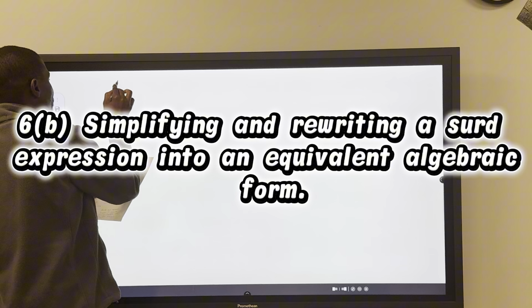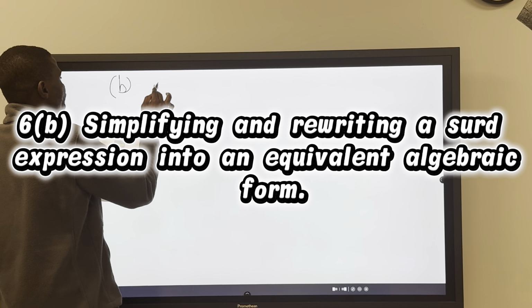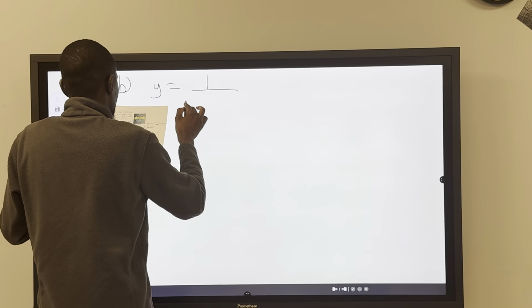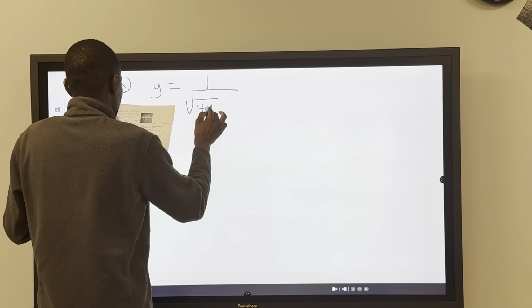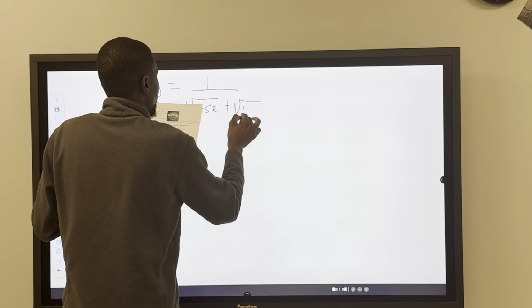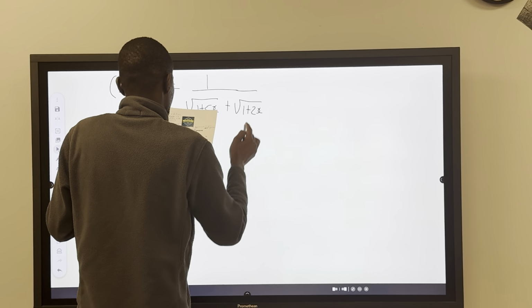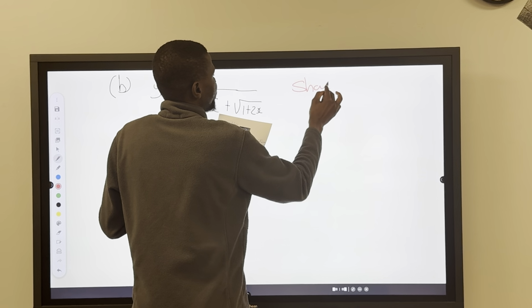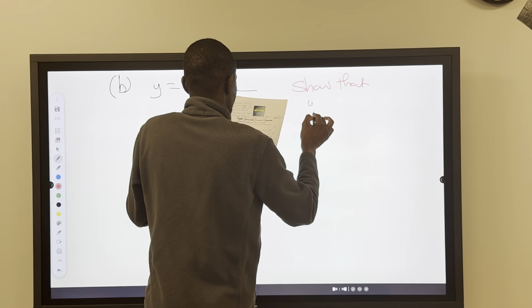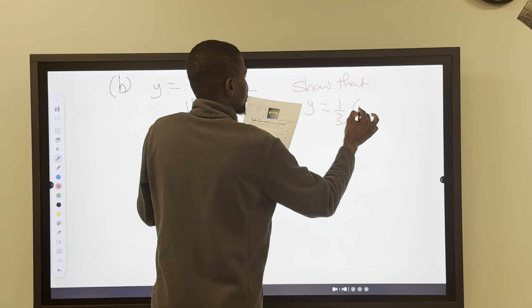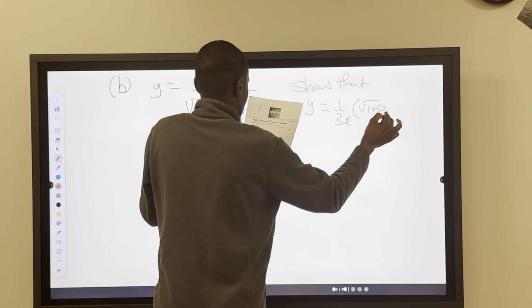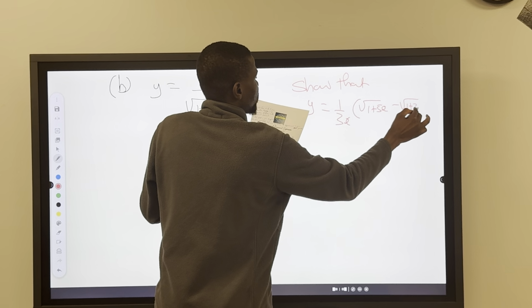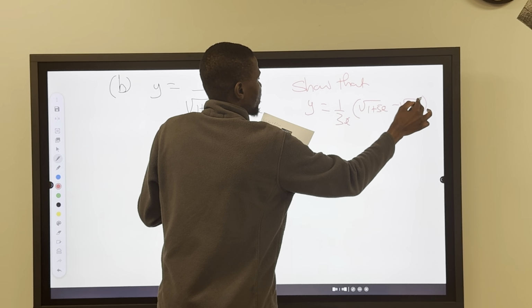So now we are moving on to the next question. Okay, so on item B, we are given this function y equal to 1 over square root of 1 plus 5x plus square root of 1 plus 2x, right? And we need to show that y equal to 1 over 3x square root of 1 plus 5x minus square root of 1 plus 2x, right?